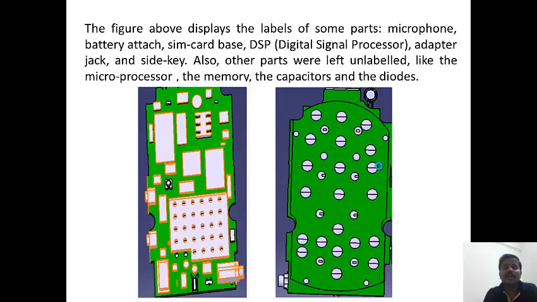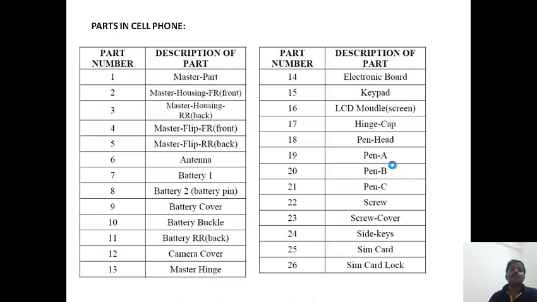The figures have displayed the labels of some parts, that is a microphone, battery attached, as I just showed, and these are two images of printed circuit boards. This is how the keypad is arranged. Several things are shown here, and this is how DSP and all the sensors are attached. Adapter jack and side keys are also available. This is shown here. A lot of things are shown here. Now we'll deal with parts.